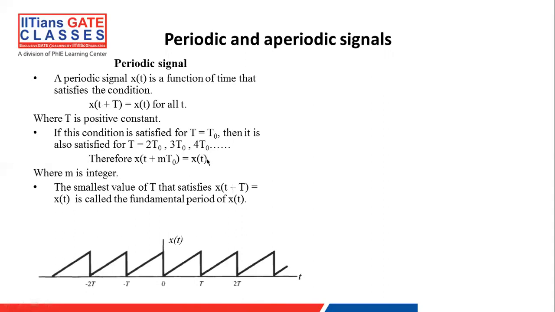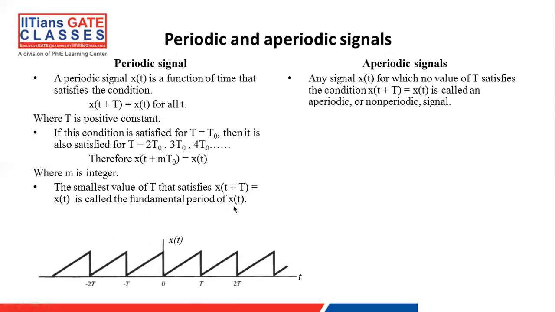Now there is a term called fundamental period. The fundamental period is the time period which is a minimum. So here we have multiple time periods T, 2T, 3T. Out of these, the minimum is T. So that is the fundamental time period. The smallest value of T that satisfies this criteria is called the fundamental time period.